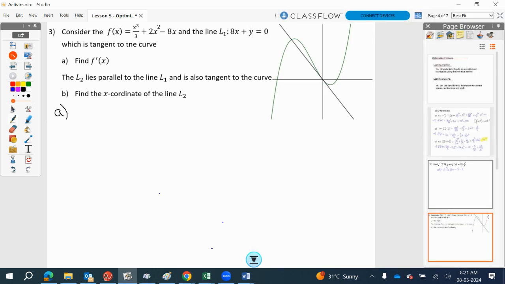Okay, so part A is a standard procedure. It's fairly easy. You've got a function f of x. You have to find the derivative. So the derivative is going to be 3x squared over 3 plus 4x minus 8. And then we'll simplify this term here at the front. And we get x squared plus 4x minus 8.